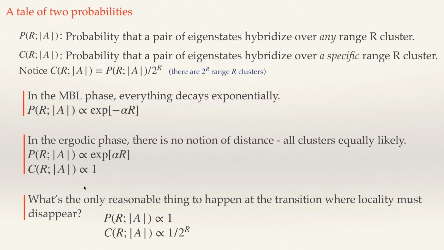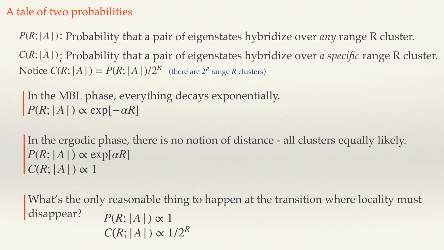Okay, and so what I'd like to tell you is sort of a tale of two probabilities. When any two eigenstates collide, we can look at the probability P that this pair of eigenstates hybridizes over any range R cluster. There are lots of range R clusters, so we ask what's the probability to hybridize over any of them. The related quantity is C, the probability that this colliding pair of eigenstates hybridizes over one specific range R cluster, maybe these particular 3 sites that are apart. They're related: there are 2 to the R range R clusters, so C is P over 2 to the R.